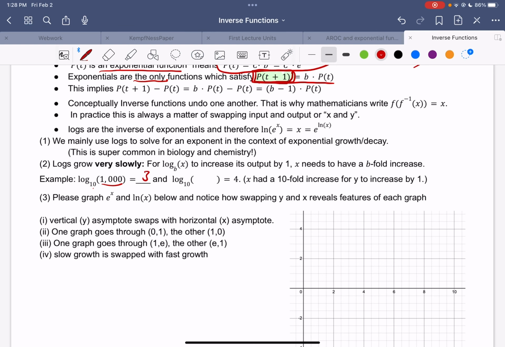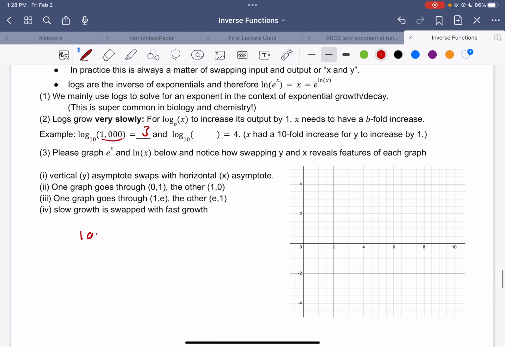of 1,000 is 3. There's a couple ways to see that. So 1,000 is 10 cubed. And remember, log is saying what power on this number equals this number. What power on 10 equals 1,000? The answer is 3.